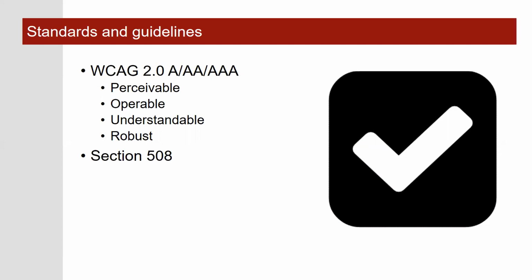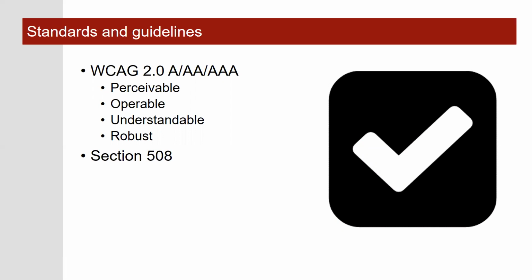These international guidelines are developed by the World Wide Web Consortium, or W3C, which is the governing body of the web, and the guidelines serve as the basis of most web accessibility law in the world. Version 2.0 of these guidelines is based on 4 principles, and that is that in order to be accessible, content must be perceivable, operable, understandable, and robust.